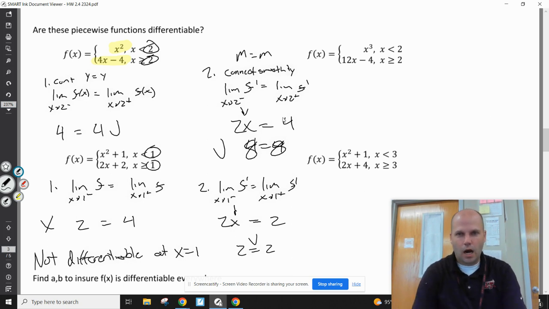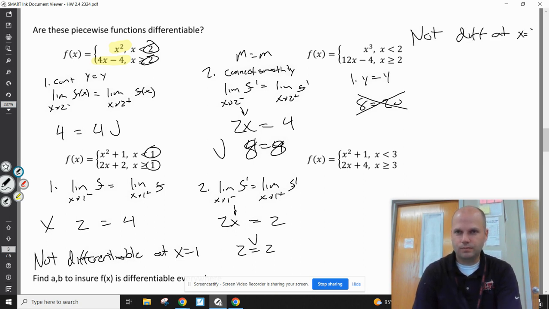Okay? All right, now I'm just going to kind of go for it. Do the y's meet up? So do my y's equal my y's. I get 8 equals 24 minus 4. That's just 20. No, they don't meet up. So no, not differentiable at x equals 2.